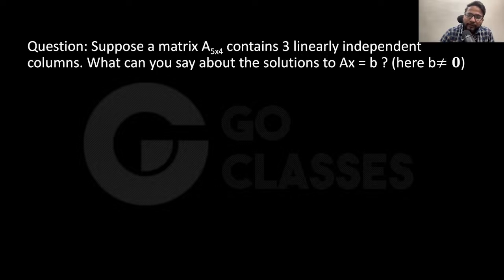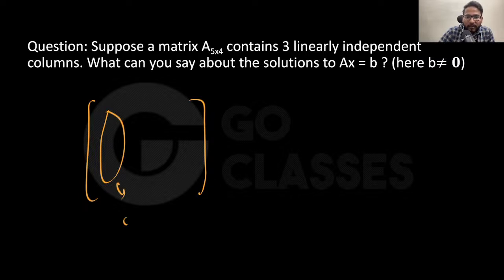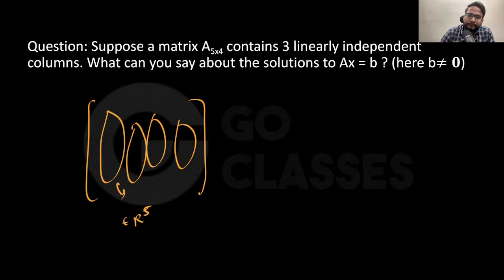Suppose a matrix A contains three linear independent columns. Now, matrix A means which is having five rows. Five rows means everyone is in R5, right? Okay, it is in R5 and I have four columns with me, right? They have the four columns with me. What can you say about the solutions to Ax equal to B?